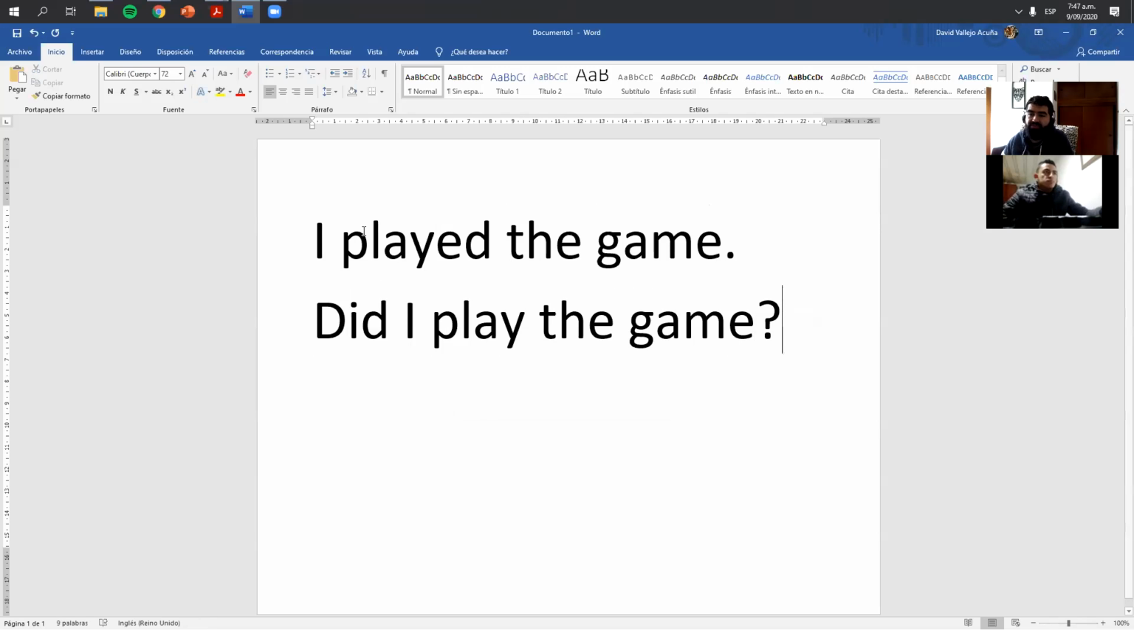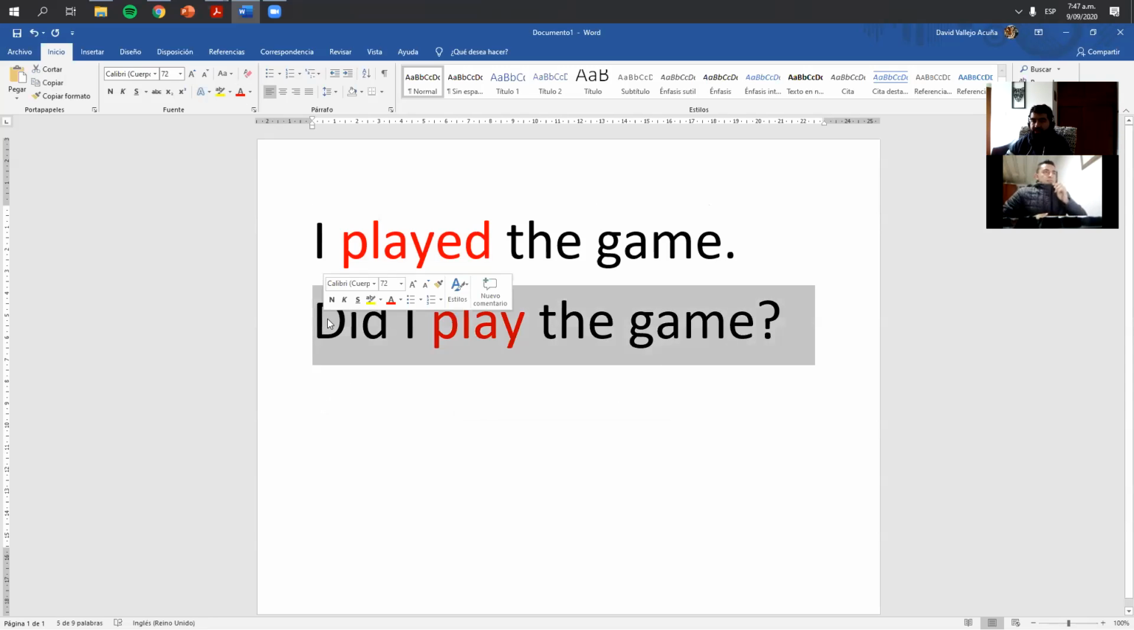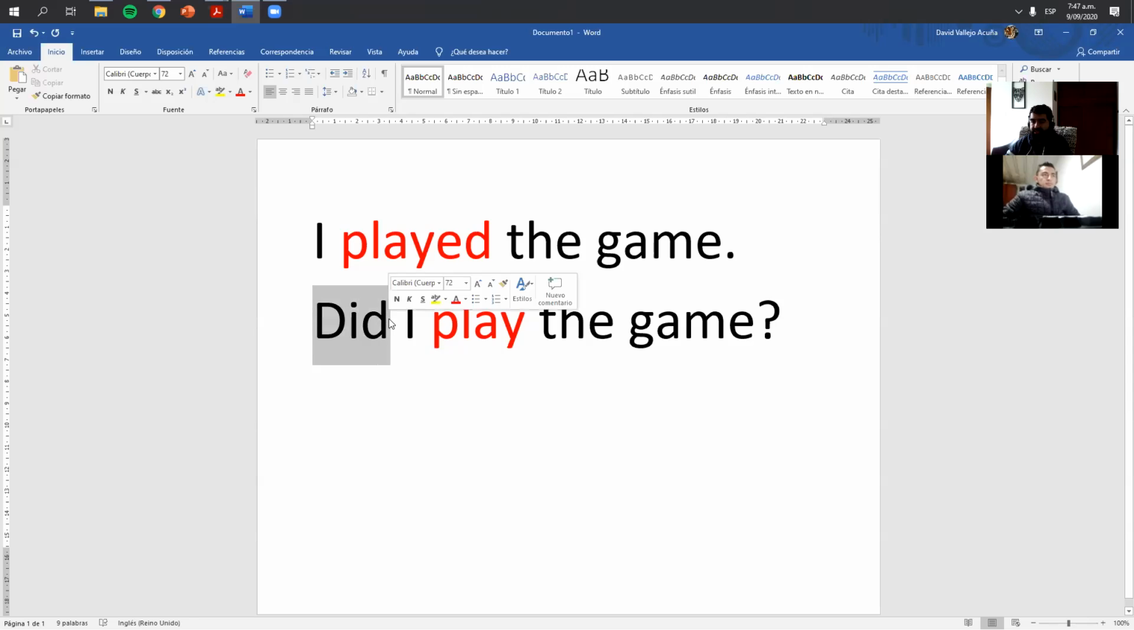So this is something which is very obvious, right? And we know how it works and everything. But sometimes in practice, we tend to forget it. So you need to be very careful, guys. Whenever you make questions, you know that the past is here on the auxiliary form of the verb. So we don't need to do it here again. So that's something you have to be very careful with.